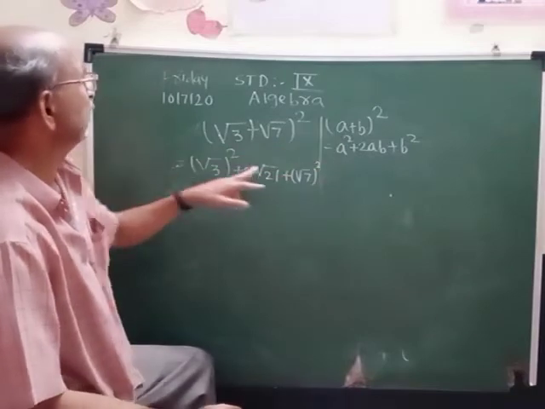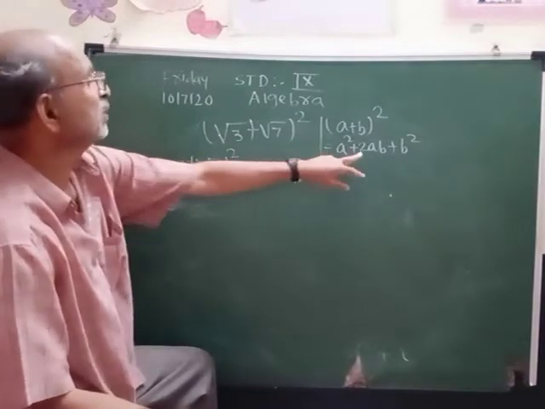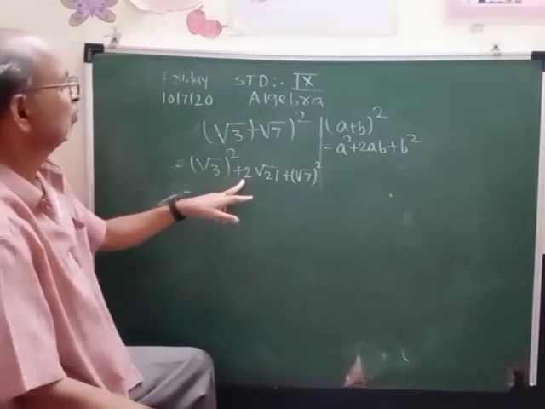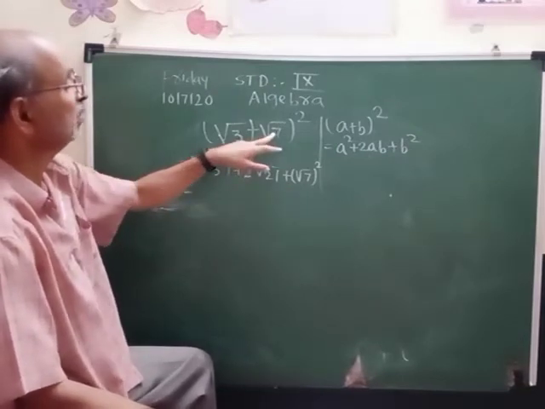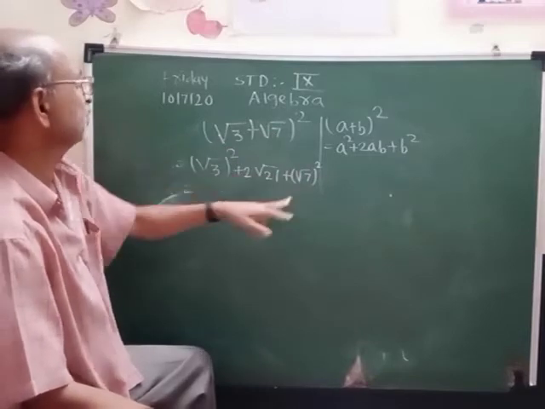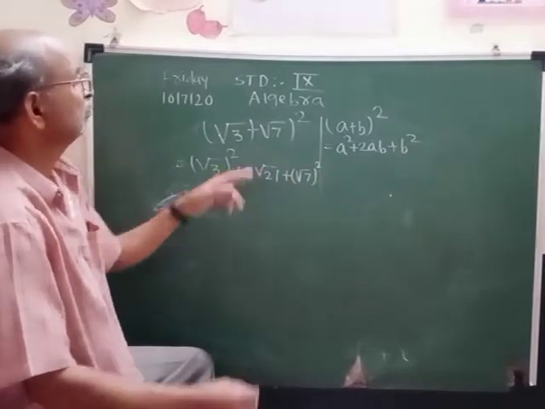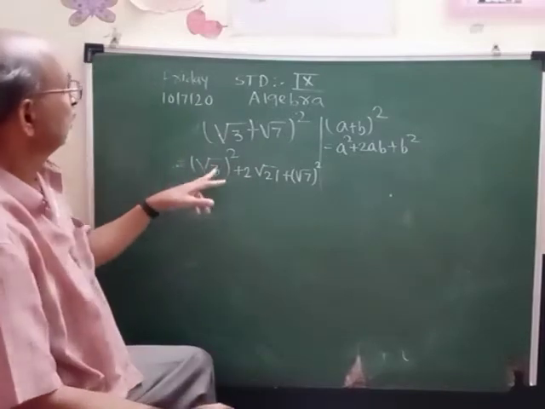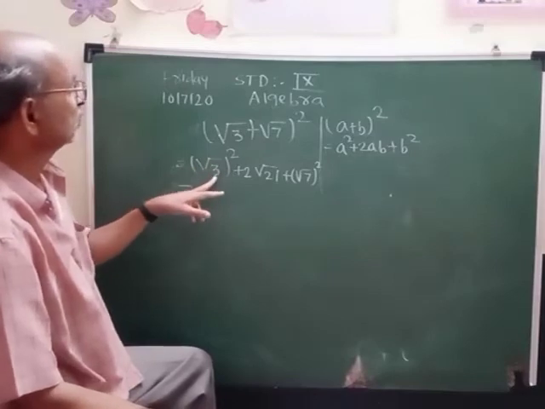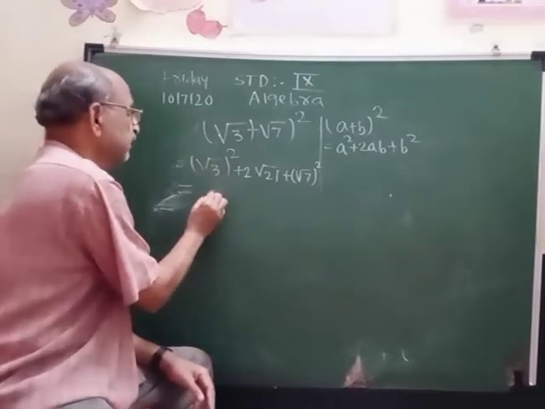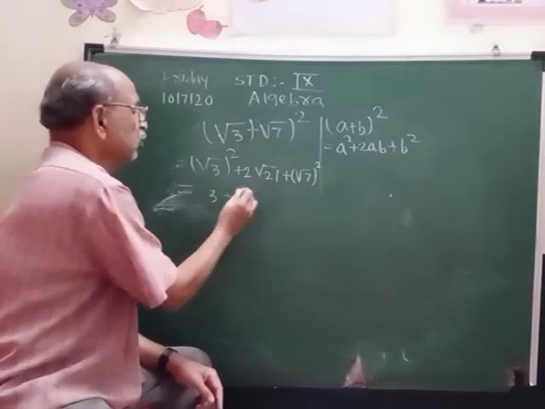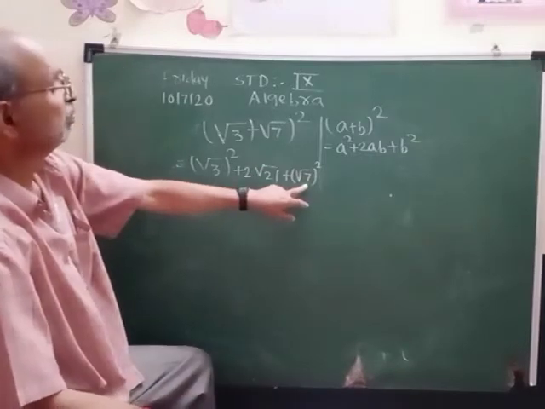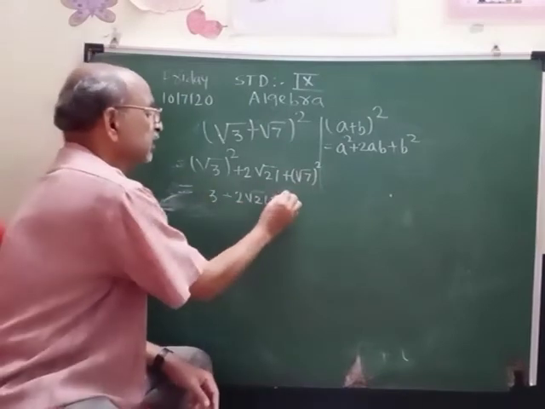See, first term square, so root 3 square, multiplication of this and this term, root 3 into root 7, that is root 21, and double of that, so 2 root 21, the square of the last term, so root 7 square. So in this way we have solved the first step. Now you have to remember, when square of a root is there, the square is only that number, so that is 3, plus here we cannot do anything, 2 root 21, and plus again the square of the root, then only that number is there, so that is 7.